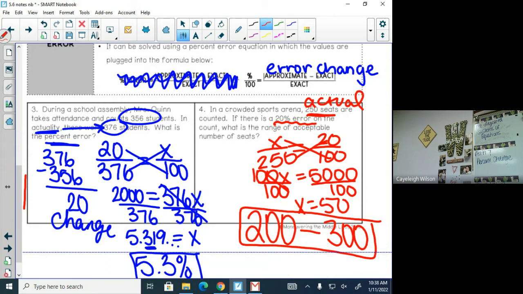So when somebody says there's a 20% error here, that means that the range that would be acceptable is between this and this. If they tell you that there is a 10 insect leg error, that means you could have 0 insect legs or up to 10 insect legs. Anything in that range would be acceptable. So in this one, anything in that range is acceptable because that's within the 20% error that we found.